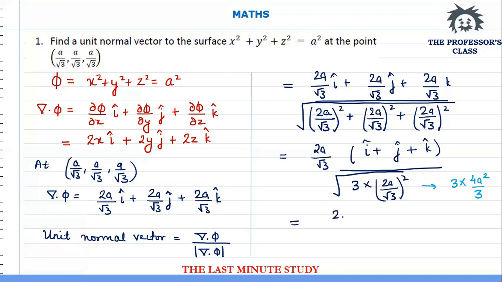Right. So this I can write down as 2a by root 3 times i plus j plus k over 2a, which further gets cancelled to give 1 by root 3 times i plus j plus k. This is your final answer.